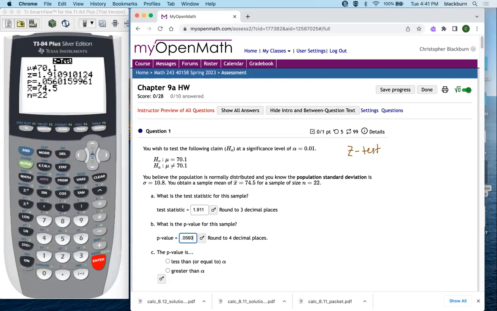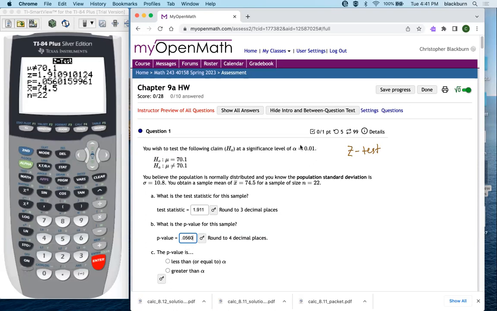So then what you do with this information is you compare it to the level of significance. The lower the level of significance, the more difficult it's going to be for our data to be out in those tails for this one. All right, so you got a 0.056.